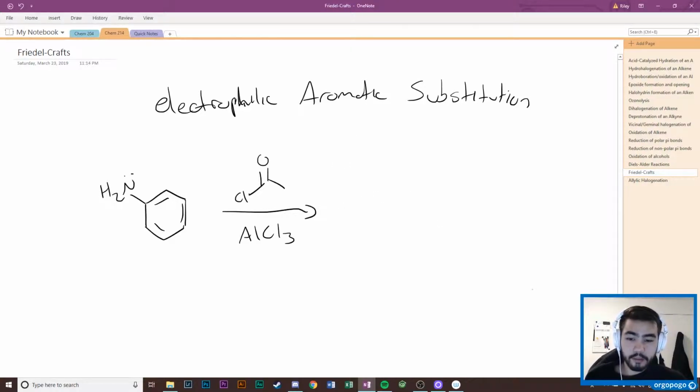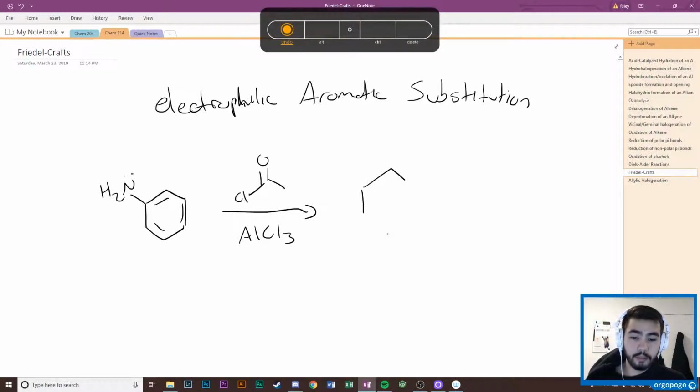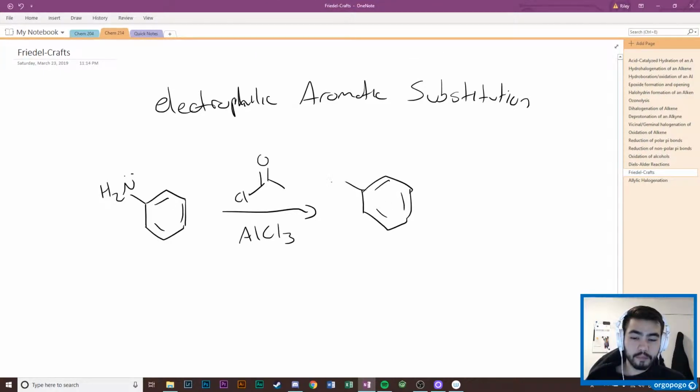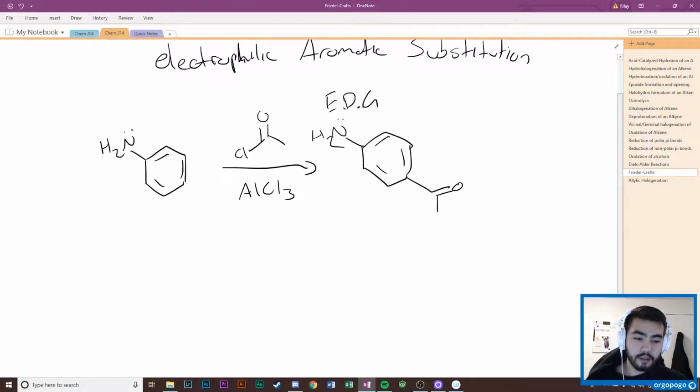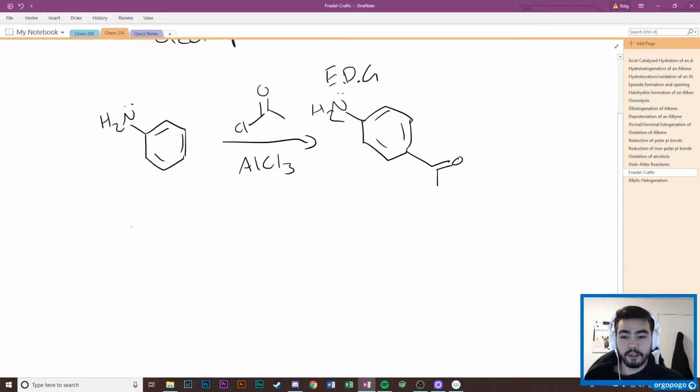Mechanism. Actually, let's just show what the overall reaction is. You're going to end up adding the acyl group opposite or para to your electron donating group, your EDG, for reasons that are not covered in this mechanism, so let's continue on.